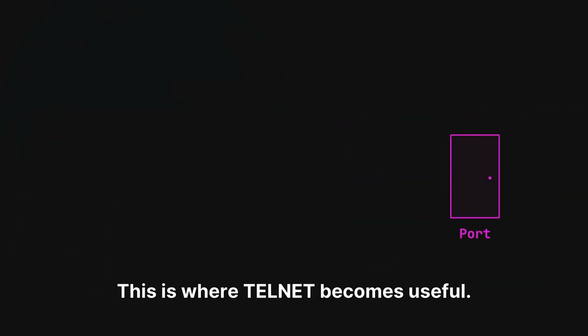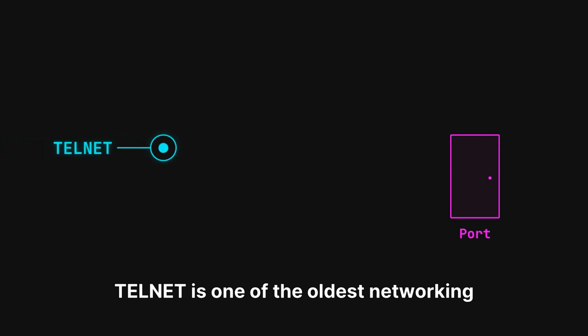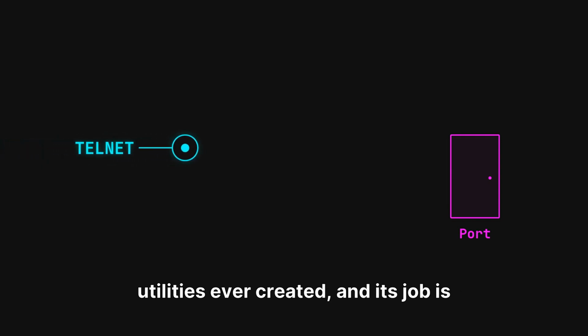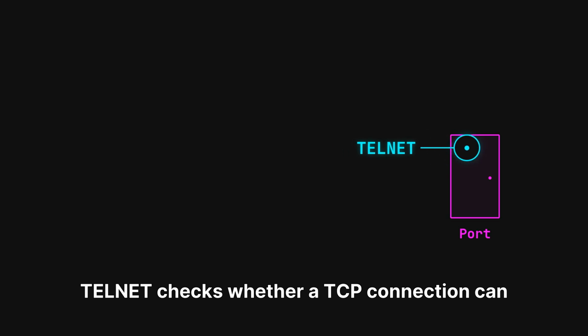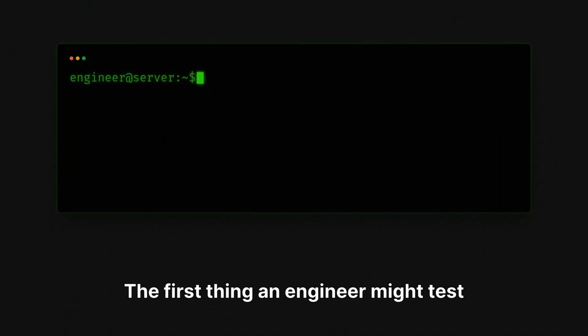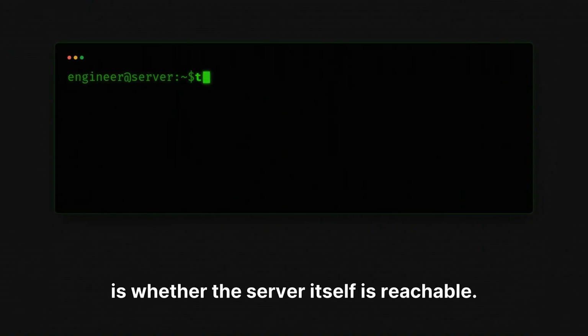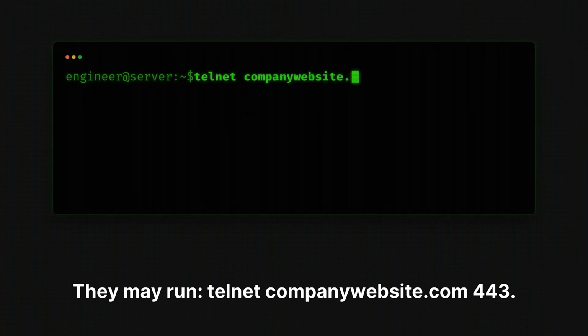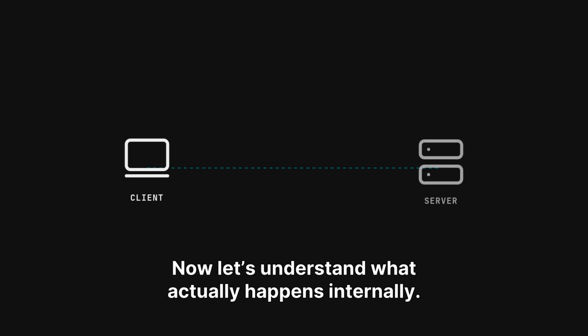This is where telnet becomes useful. Telnet is one of the oldest networking utilities ever created, and its job is very simple. Telnet checks whether a TCP connection can be established. For example, suppose users report that a website is down. The first thing an engineer might test is whether the server itself is reachable. They may run telnet companywebsite.com 443.